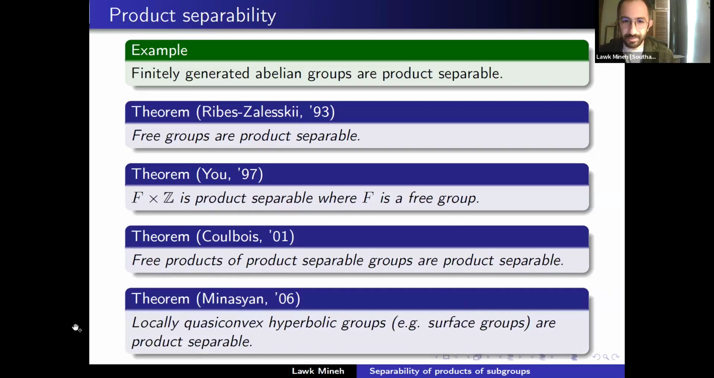And then the next big step, I guess, comes from Ignatian a few years later. So really, he shows something a bit different. I'll talk about it in a future slide. But locally quasi-convex, I should say, subgroup separable hyperbolic groups. And if you don't know what those are, imagine just, for example, surface groups or hyperbolic limit groups, if you know about those. These are product separable as well.